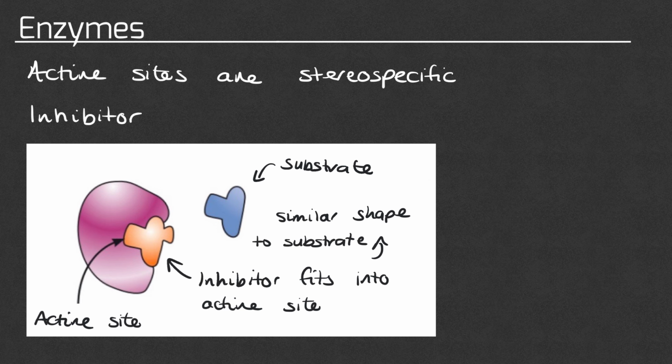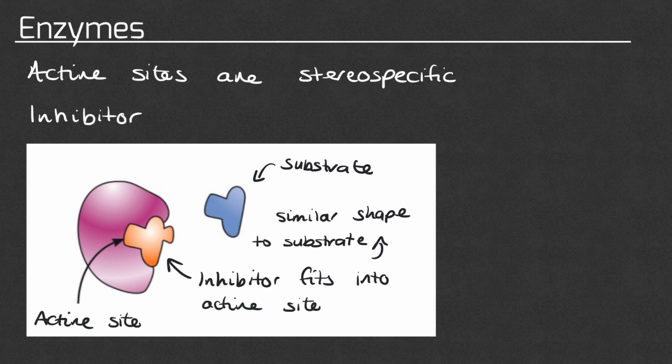The amount of inhibition which occurs depends on the relative concentrations of inhibitor and substrate. If there is a lot of inhibitor compared to substrate, it will block the majority of active sites and very little substrate will be catalysed. The amount of inhibition is also affected by how strongly the inhibitor binds to the active site.